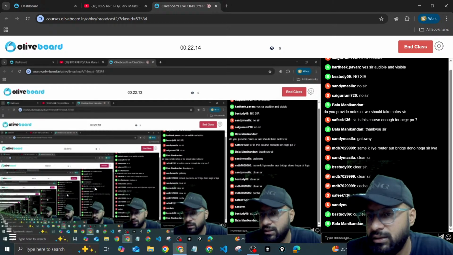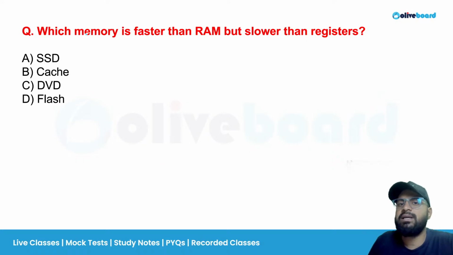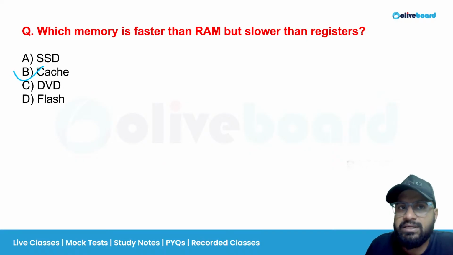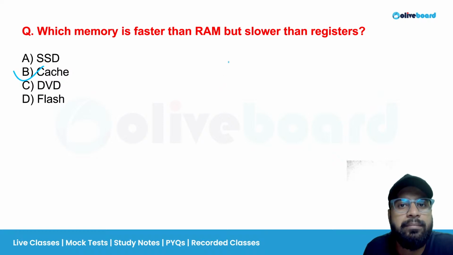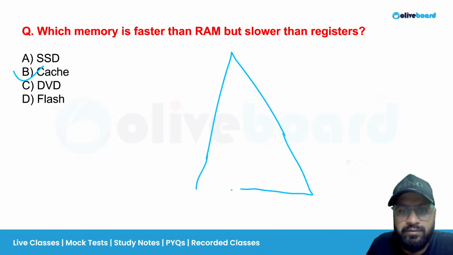Okay, cache. Yes, students, it's the correct answer. It's cache only. Cache is faster than RAM and slower than registers. If you know about the memory hierarchy design, this question will be very easy. This is your memory hierarchy design here.